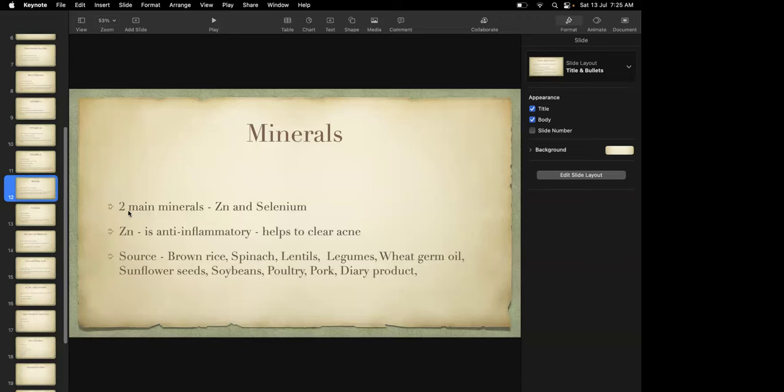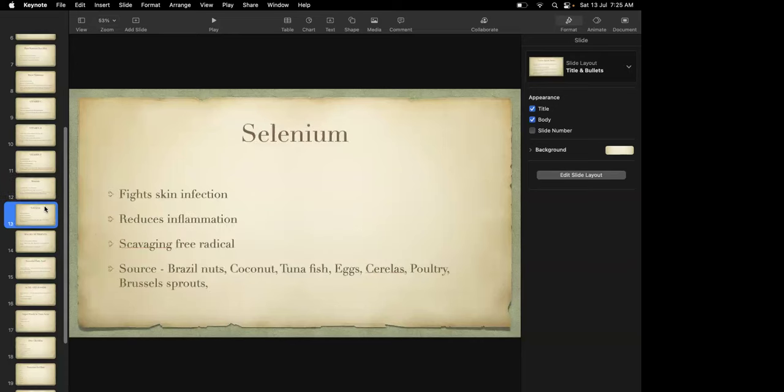intake. Ma'am, please change the slide. Sorry? Ma'am, please change the slide.